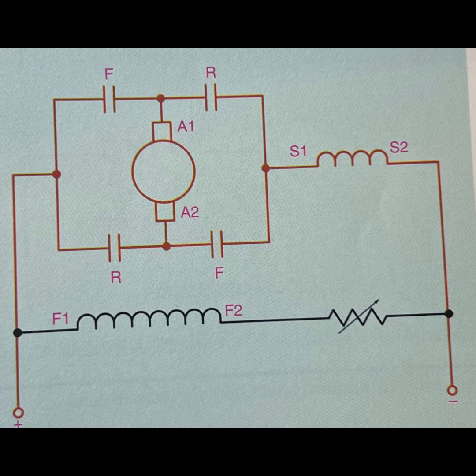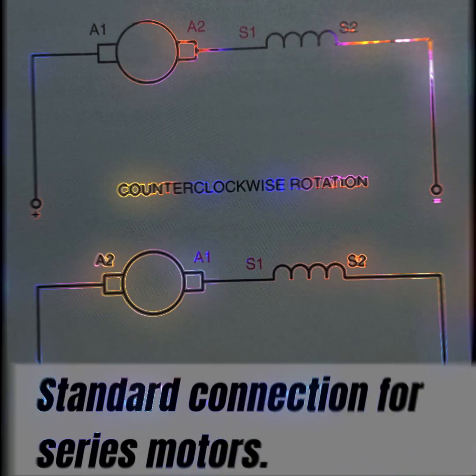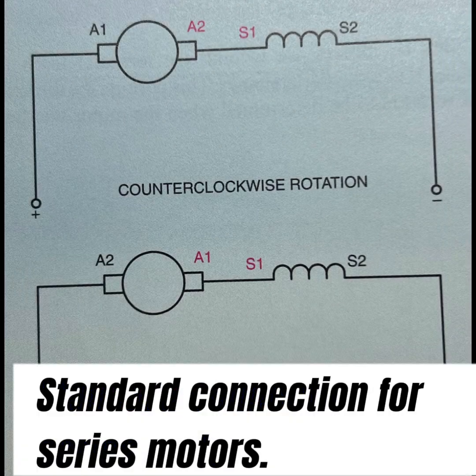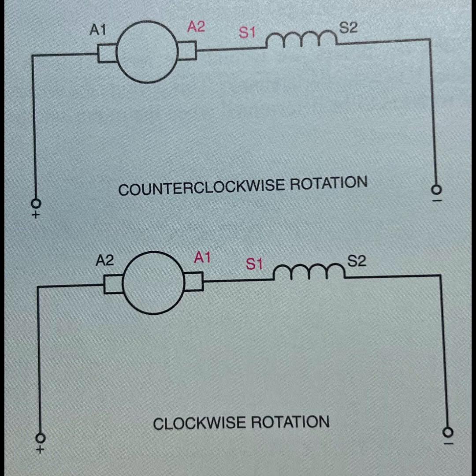Notice that the series motor contains only the series field connected in series with the armature. The shunt motor contains only the shunt field connected parallel to the armature. A rheostat is shown connected in series with the shunt field to produce above normal speed.